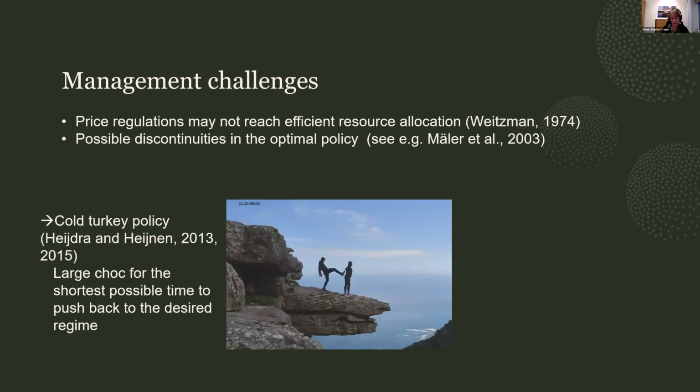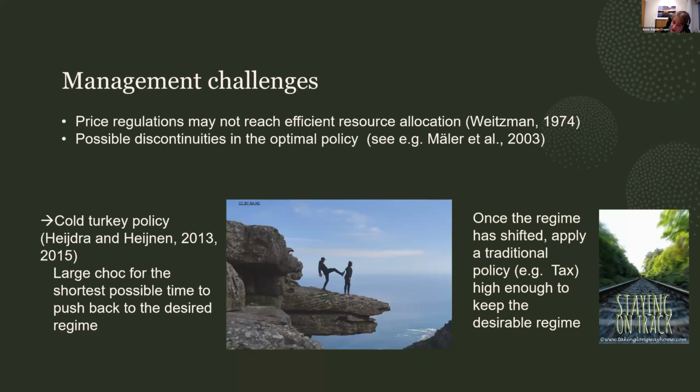There are a couple of researchers, Heijdra and Heijnen, who in several papers have studied these problems, and they have shown, for example, that when you have this kind of problem and you are in the wrong regime, you want to pass the tipping point, the best type of policy in this situation is to apply cold turkey policy, as they call it. You put a large shock for the shortest possible time to push the system back to the desired regime. So that's illustrated by this, like pushing quickly that poor woman across the threshold so that she ends up in the other regime. And then once the regime has shifted, you can apply a traditional policy like a standard tax that is high enough to keep the desirable regime that you have.